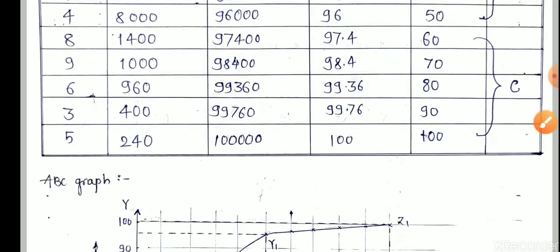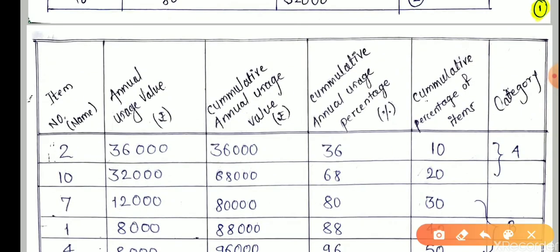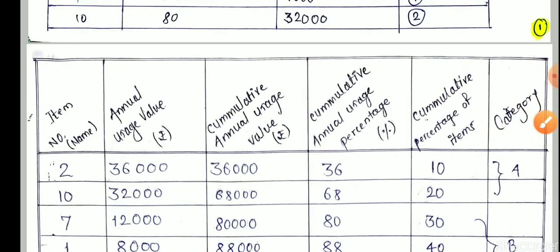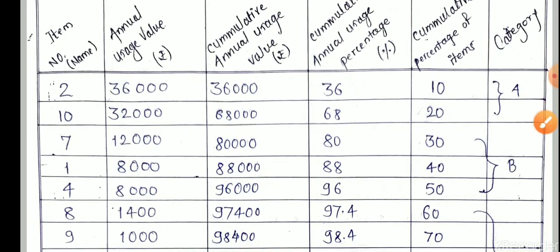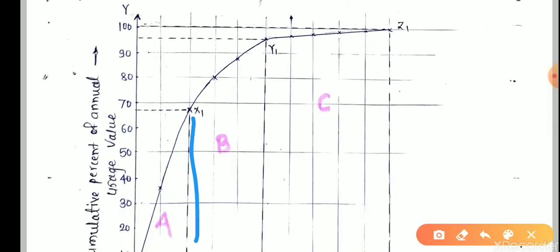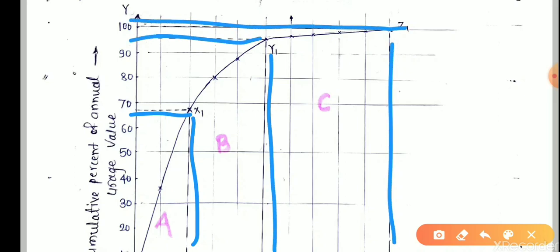Okay, and as per our classification seen in the previous lecture, 70% value is 10% items, 20% value is 20% items, and 10% value is 70% items, near about, not exactly. According to this, we classify total items into 3 categories and draw the graph. According to the graph, we classify this as A type of item here, B type of item here, and C type of item here, properly mentioned in the answer sheet.